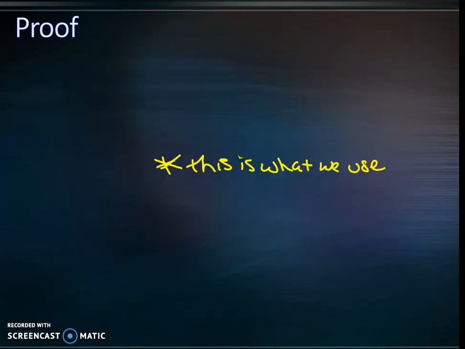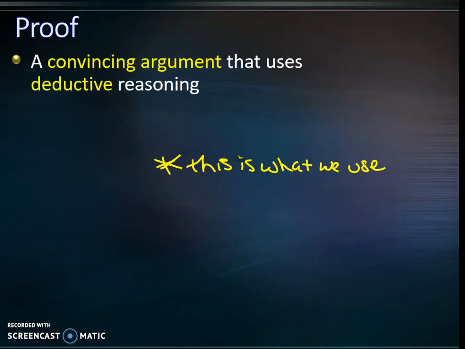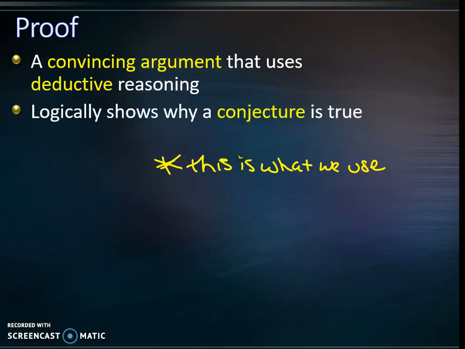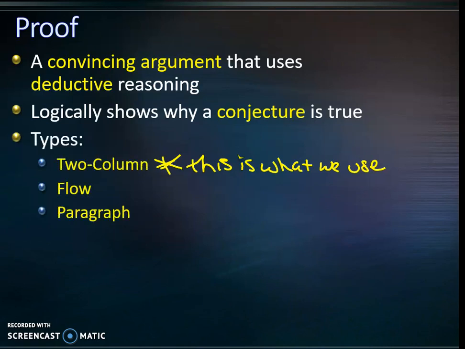So next thing we're going to do is proof. Proof means a convincing argument that uses deductive reasoning. It logically shows why a conjecture is true. There are 3 types. 2-column proof. This is what we use. Please put a star there. Flow. Paragraph. So these are the 3 types of proofs.